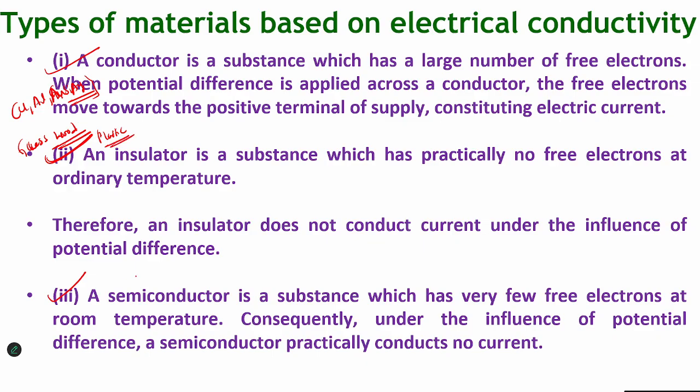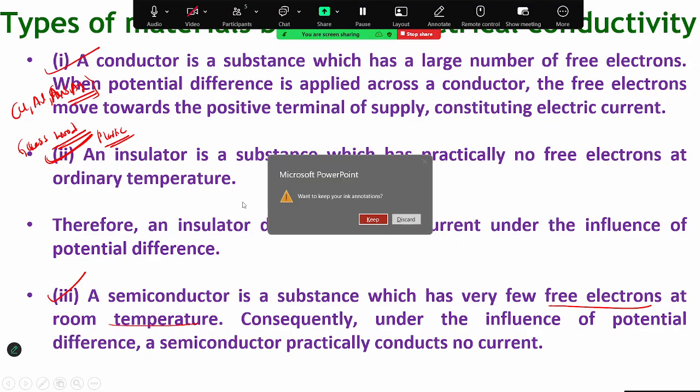And semiconductors have very few free electrons at room temperature. Consequently, under the influence of some potential difference, a semiconductor conducts some current. That we will see. And these are the types of materials.